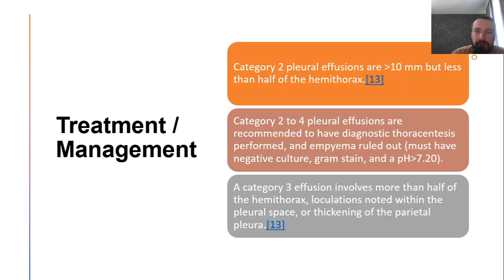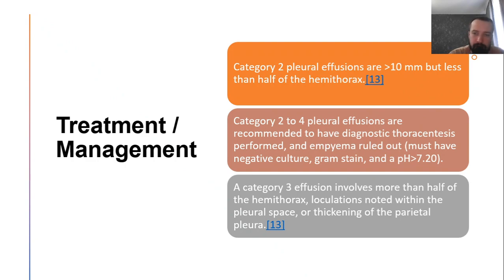Category 2 pleural effusions are more than 10 mm but less than half of the hemithorax. Category 2 to 4 pleural effusions are recommended to have diagnostic thoracentesis performed and MPM ruled out. Must have negative culture, gram stain, and a pH more than 7.2.